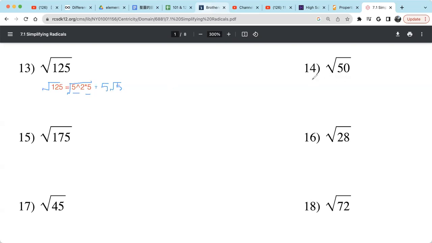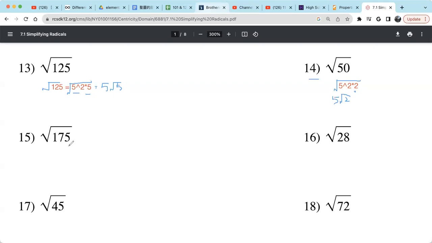Let's see 50. Square root of 50. 50 can be written as 25 times 2, which is 5 squared times 2. When we take the square root of 5 squared, we get 5. So this becomes 5 radical 2, because the 2 still stays under the radical sign. So square root of 50 is 5 times radical 2. So it's related with radical 2.